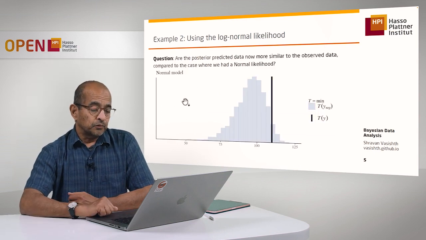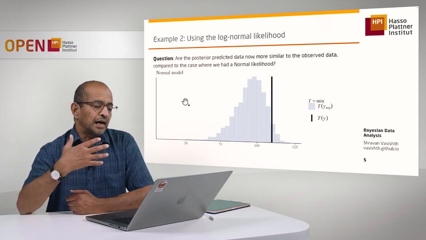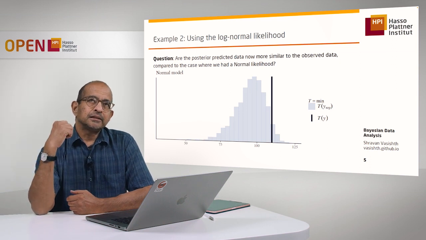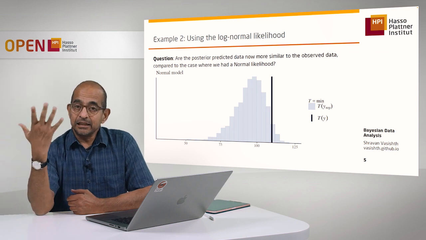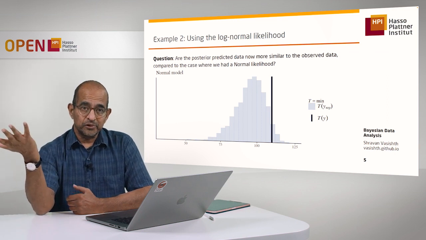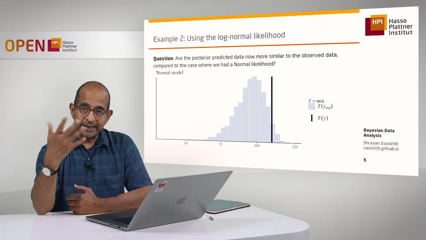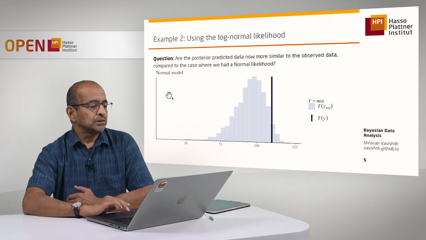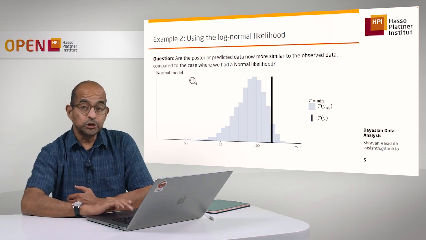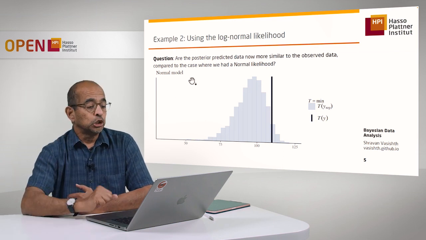One other question that one often asks is, well, I had this normal likelihood earlier and then I switched to the log normal likelihood. Did I get an improvement in the fit in some way? So you could ask whether one likelihood is better than the other likelihood. That's an interesting question to ask too, and you can use the posterior predictive data to check that.